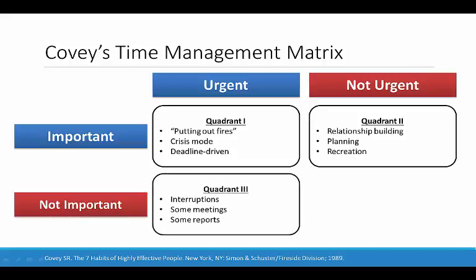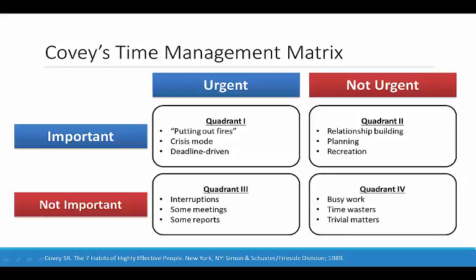Quadrant three, these are urgent but not important. This is like your interruptions, maybe some meetings you have to go to that you're not really sure why you're in, but somehow you are. Maybe some reports that you have to do. And then you've got quadrant four, not urgent, not important. This is your straight up busy work, time wasting, trivial stuff. Based on Stephen Covey's model, he puts a lot of emphasis on how we should spend more time in quadrant two. Tackling things before they move over to quadrant one is the real goal.